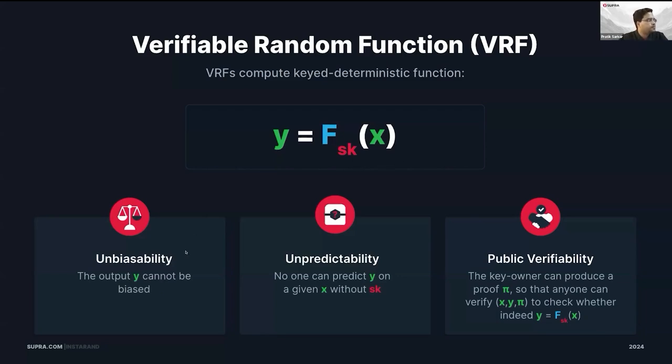First, it needs to be unbiasable. That is, the output Y cannot be biased. Secondly, no one should be able to predict Y on a given X without the secret key SK. And thirdly, there is an additional property called public verifiability. That is, the key owner can produce a proof pi so that anyone can verify that Y was indeed correctly generated corresponding to this input X. This is the additional property of a VRF on top of PRF.